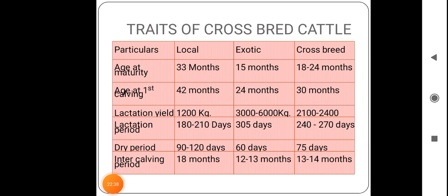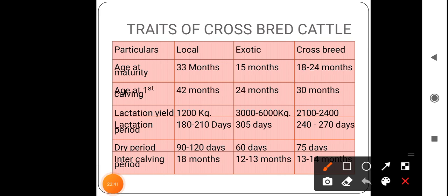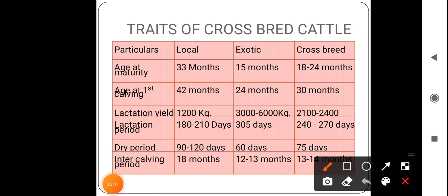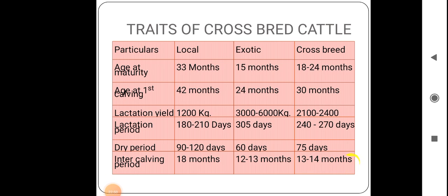Again, intercalving period: for local breeds it is 18 months, for exotic it is 12 to 13 months, and for crossbreed it will be 13 to 14 months.